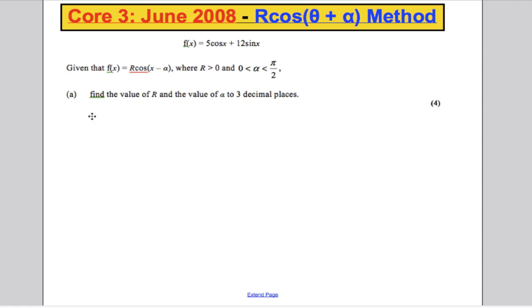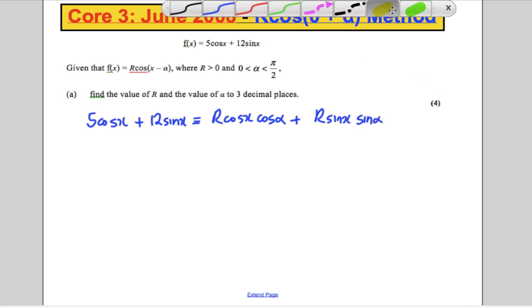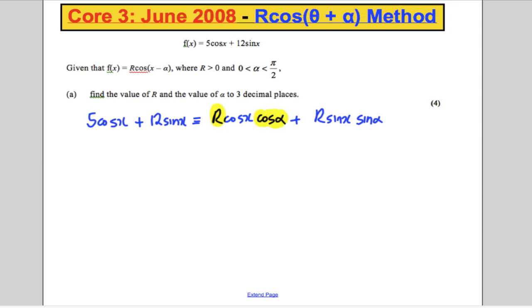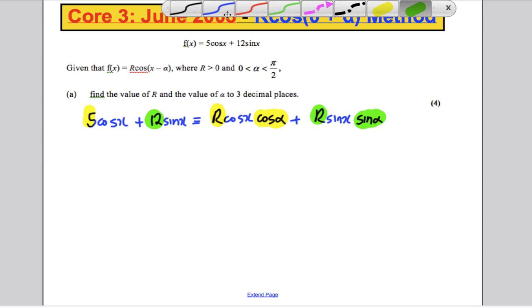So we can state therefore that 5 cos x plus 12 sin x must be equal to, if we expand this out, r cos x cos alpha plus r sin x sin alpha. Do our usual comparison that r cos alpha must be equal to 5 and that 12 must be equal to r sin alpha. Write the two equations that come with that.